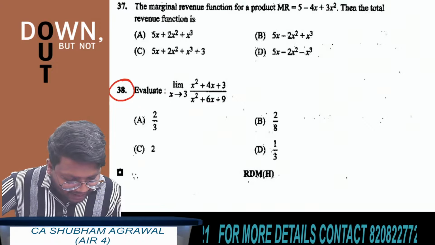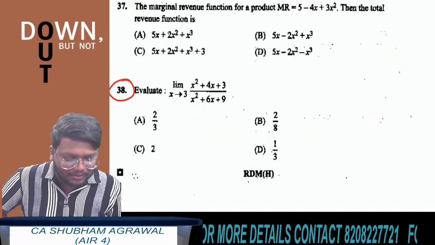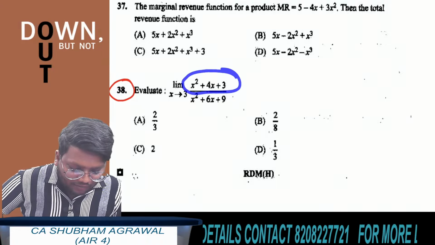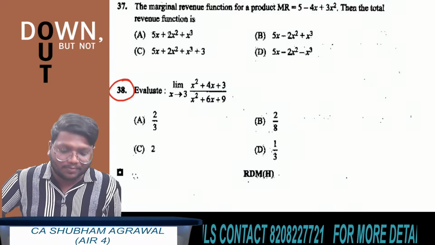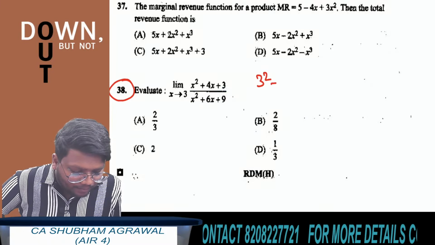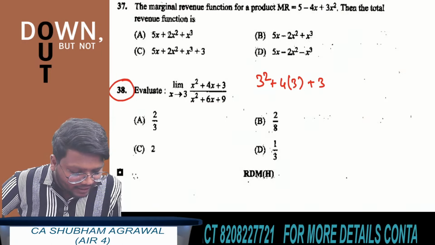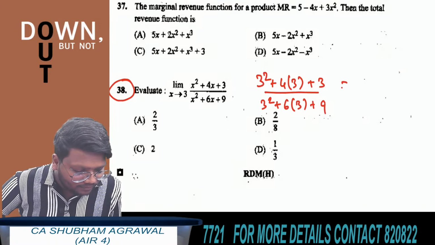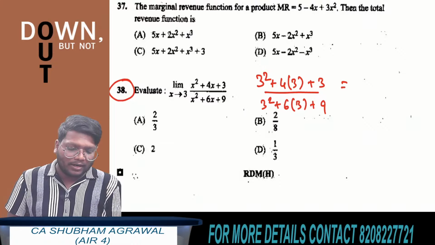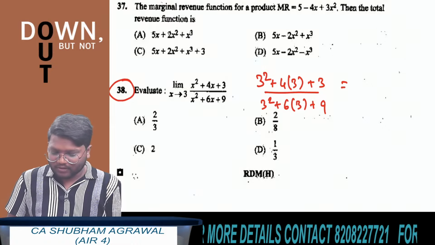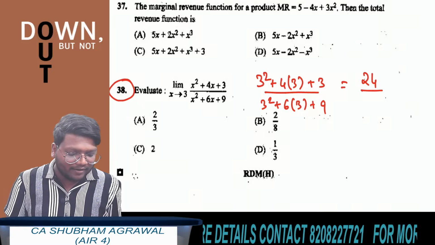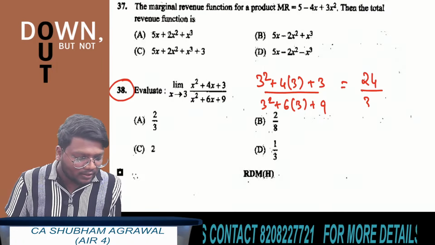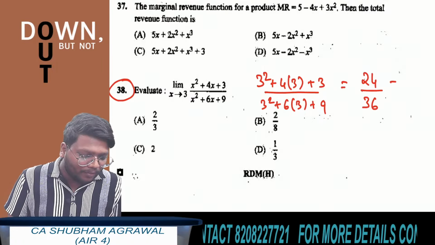Limit x tends to 3, x square plus 4x plus 3 divided by x square plus 6x plus 9. This question is very simple. Just put the value of x as 3 in this expression and also put the value of x as 3 in this expression. 3 square plus 4 multiplied by 3 plus 3 divided by 3 square plus 6 multiplied by 3 plus 9. 3 square is 9. 4 multiplied by 3 is 12. So 9 plus 12 plus 3, what are you getting? 24. Divided by, again 3 square is 9, 6 multiplied by 3 is 18. So 9 plus 18 plus 9, what are you getting now? 36.